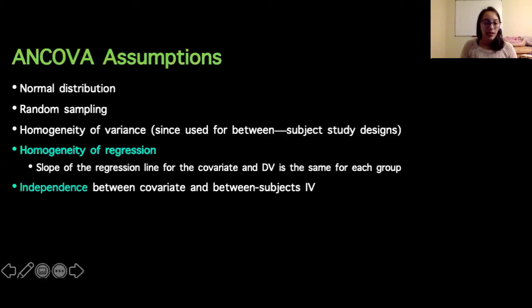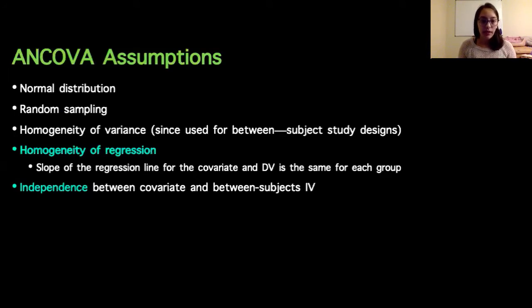Lastly, we have a new assumption of independence. And this is important because if the covariate is a measured response, we have to make sure those measurements are not going to be affected by the independent variable measurement. So let's say we wanted to look at height changes in individuals, and our between subject factor is gender, and how height changes are being affected by gender, right?